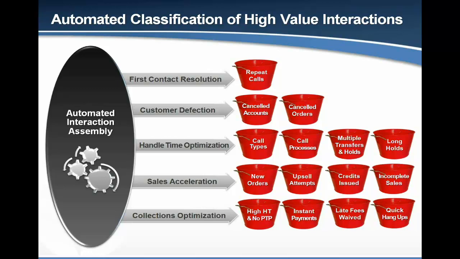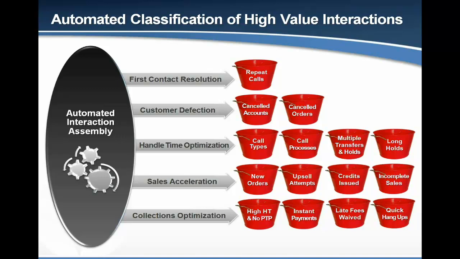Customer defection, if that's your goal, you may want to look at canceled accounts, canceled orders. And really what we're trying to do here is move away from agent-centric monitoring to more of a process or customer-focused monitoring to figure out how we can improve our business effectiveness. Handle time is a big one. So you might want to look at certain call types, right? There's certain call types that if we reduce handle time, we'll probably give a better experience.